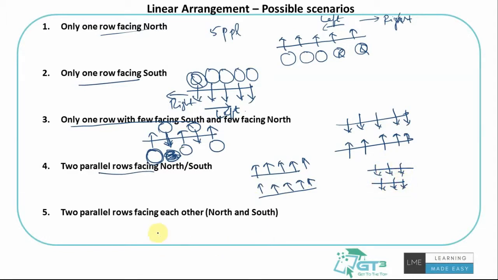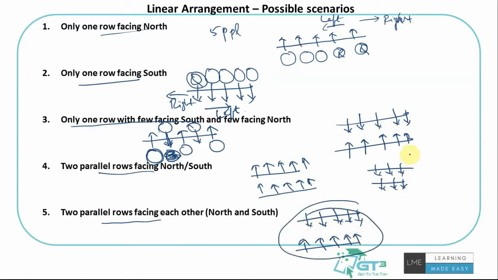And the final scenario is basically 2 parallel rows but facing each other. So one row is facing north, this row is facing south, and this row is facing north. And this is what I was talking about here. So there are 2 parallel rows facing each other. There could also be a scenario where there are 2 parallel rows, they are not facing each other. So basically I would see one row facing north, and the other row facing south, and both of them are facing outward. But whatever the way we do, it is based on the question and the information given.